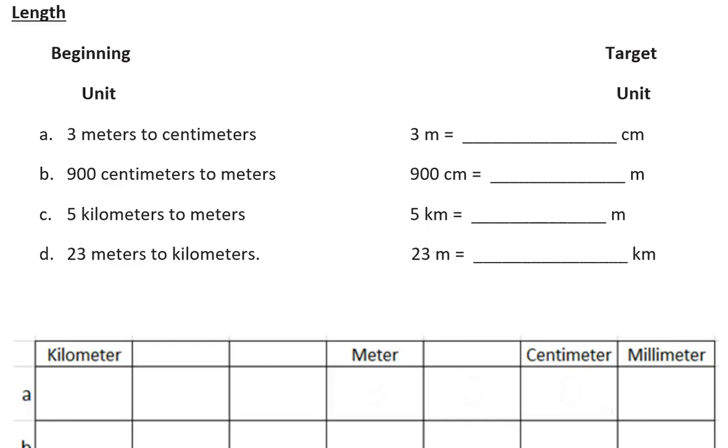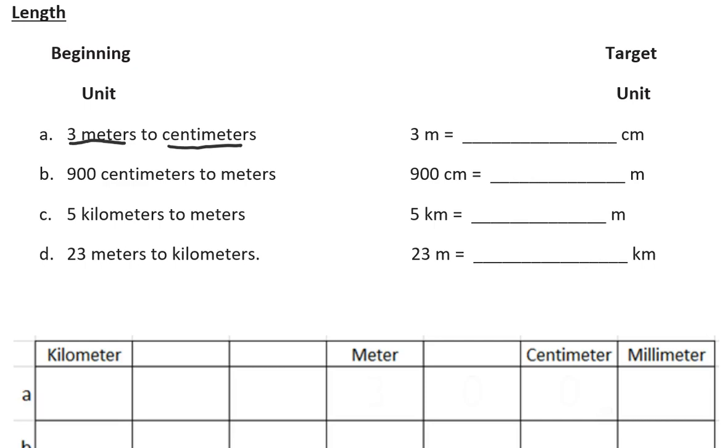This tutorial is for 5th grade, Module 1, Lesson 4. In this lesson, we're going to use our knowledge of the place value chart to help us convert metric measurement. The first question is asking us to convert 3 meters into centimeters. We'll use these numbers on our place value chart to make this conversion.